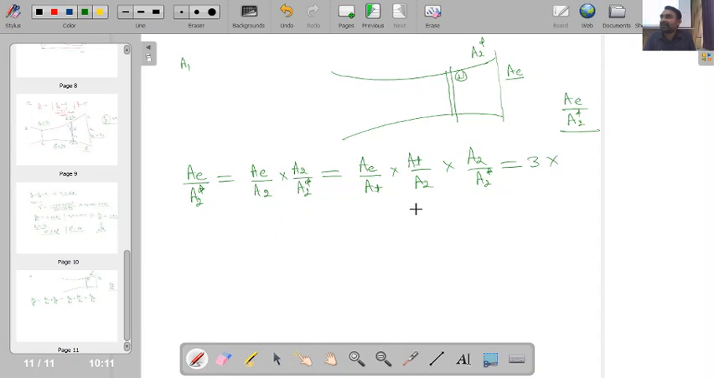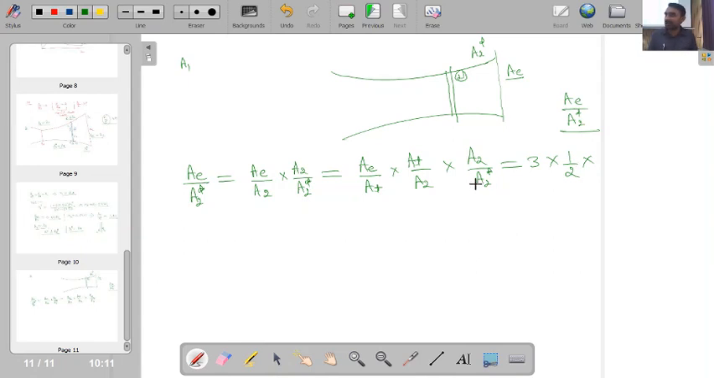What is AT by A2? A2 is nothing but just downstream of the shock wave, so it will be equal to the location of the shock wave. The ratio of the shock wave location area divided by AT is given as 2. So AT by A2 will be 1 by 2. Is this point clear? How it is 1 by 2? And then I have the third term, which is A2 by A2 star.